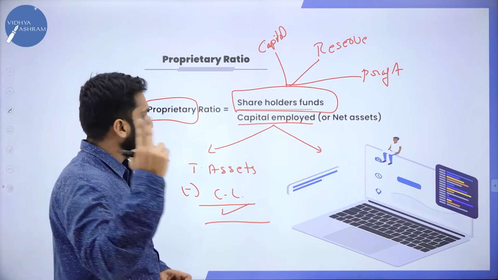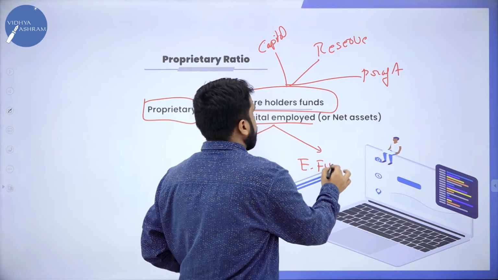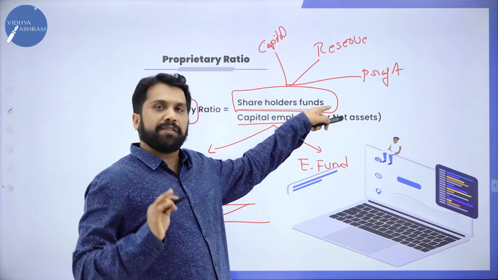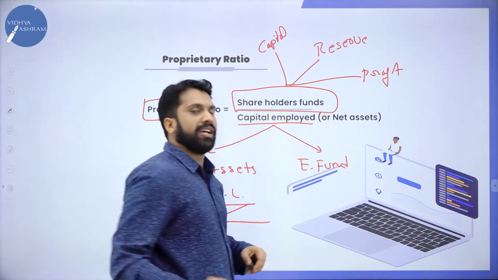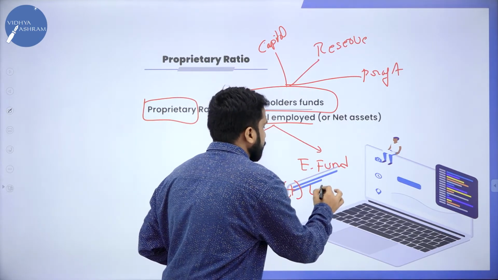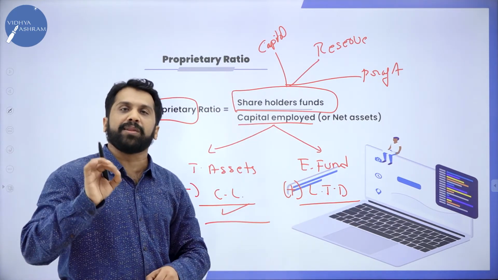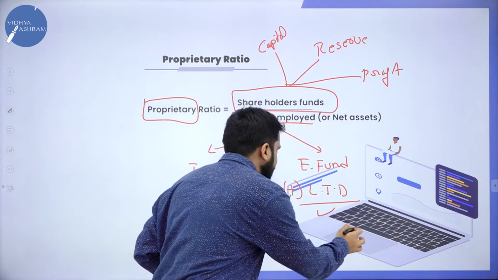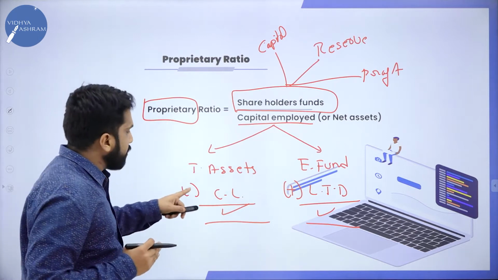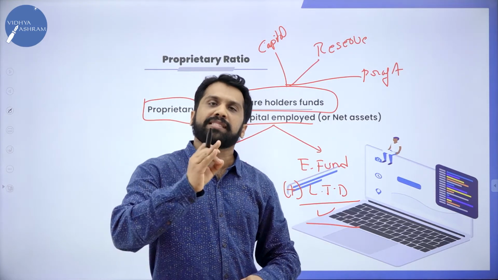Option number 2, or calculation number 2: equity fund. What is equity fund? Your shareholders fund, also called equity fund, plus long-term debts. What are long-term debts? Your debentures are called long-term debt. If you add these two, you will get capital employed. You can go for this one also, you can go for that one also. Both are similar. You will get the same answer.